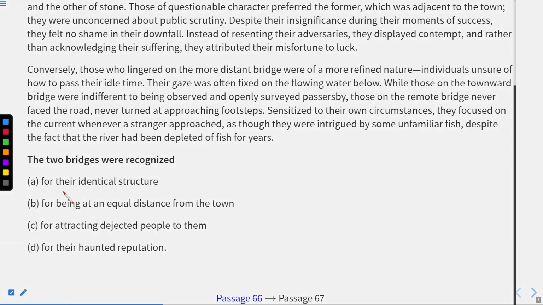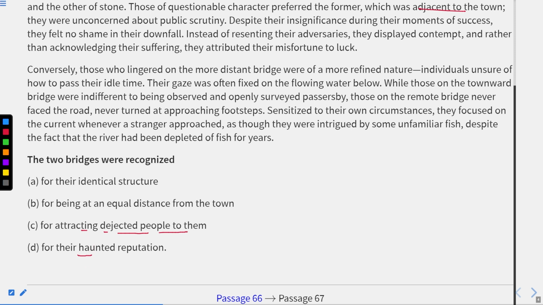Identical means same structure. Okay, for being at an equal distance from the town, but we can see that one is adjacent to the town and the other one is in the remote area. It means it is far from the town. For attracting dejected people, dejected means some people who are separated. It means some people who are dejected because of poverty, some people who are not concerned, but they do not bother about this world, so they are dejected.